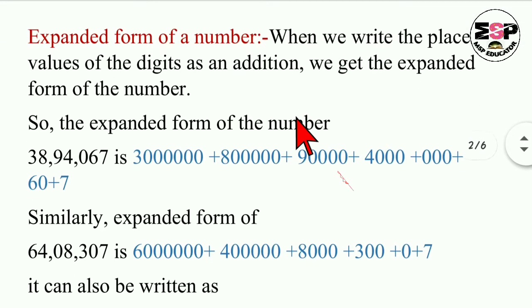Now we will see the expanded form of the number. Yes children, we have studied how to find the place values of the digits from a number, and we are going to use those place values while writing the expanded form of a number. Okay, now the method of writing the expanded form of a number, that I am going to tell you. When we write the place values of the digits as an addition, we get the expanded form of the number.